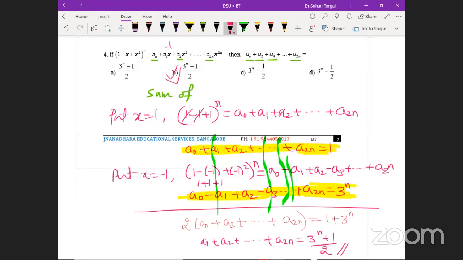Very important one. Remember to put x equal to 1 and x equal to minus 1 to get the sum of the even coefficients and the sum of odd coefficients.